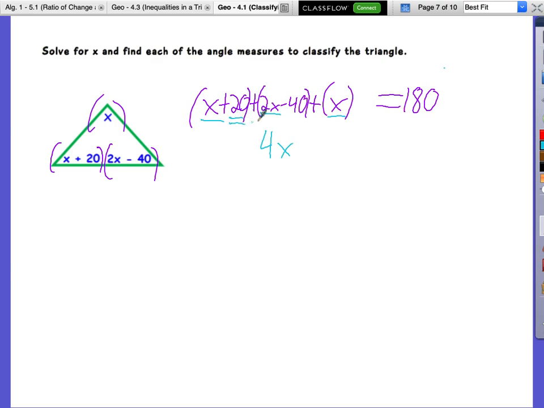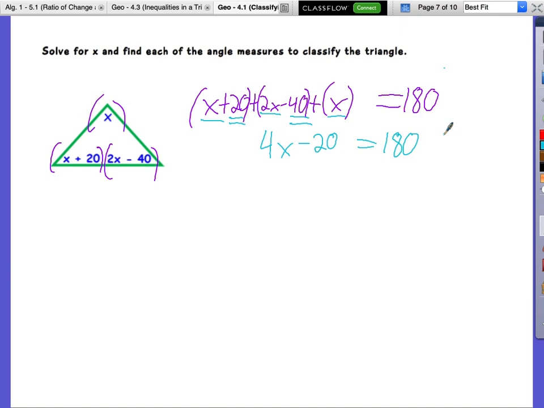Who can tell me the other like terms on this one? 20 and negative 40. Okay, and what do those combine to? Negative 20. You have a negative 40 and a positive 20, so they combine to a negative 20. And this 180 over here is just chilling. Okay? Randall, how would we solve this one now? Use your math brain. How would we solve this one now?